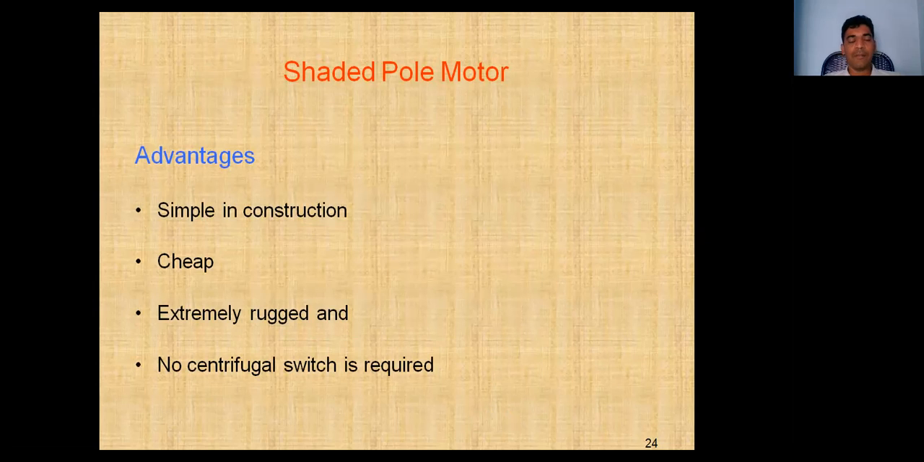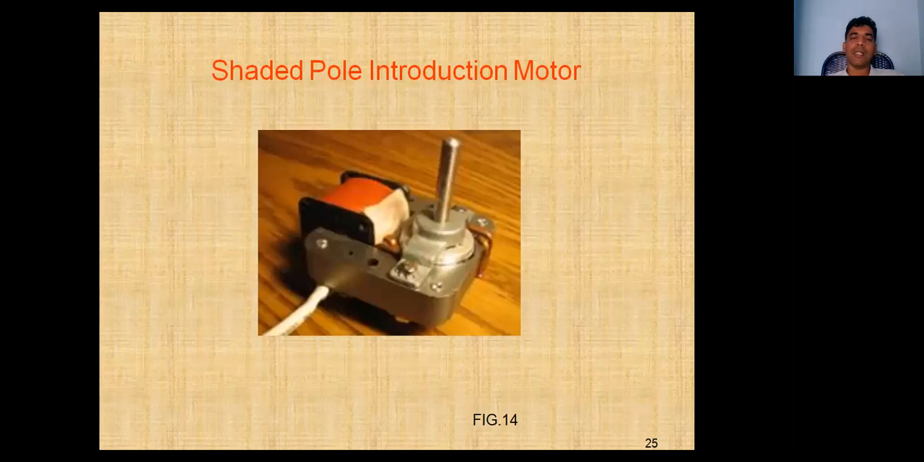Coming to the advantages of the shaded pole induction motor: simple in construction, cheaper in cost, extremely rugged in construction, and no centrifugal switch is required. This is the shaded pole induction motor diagram here.